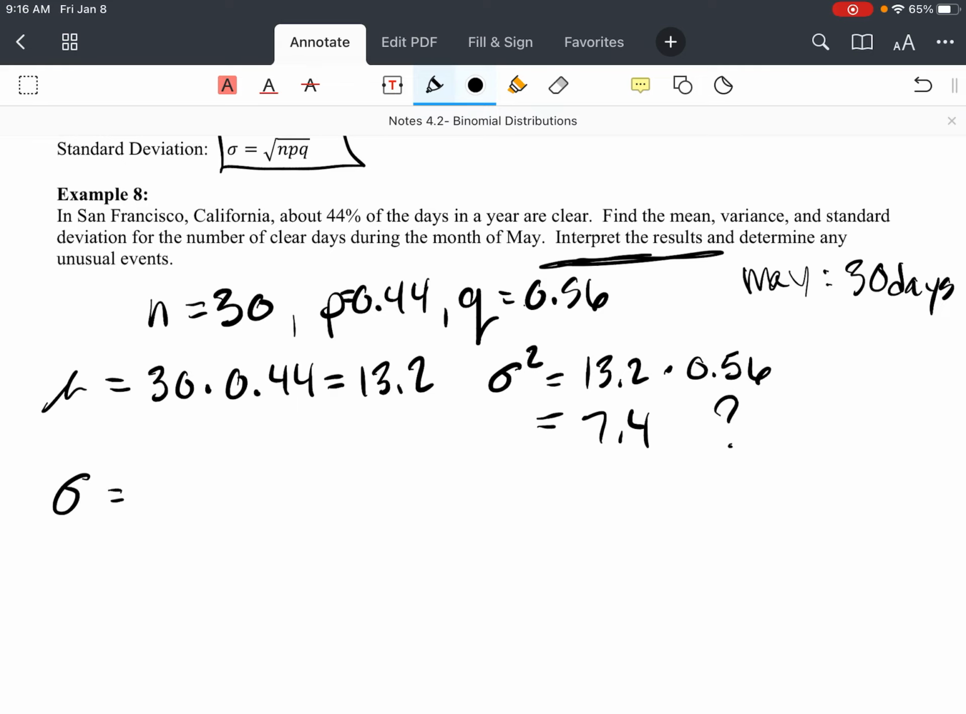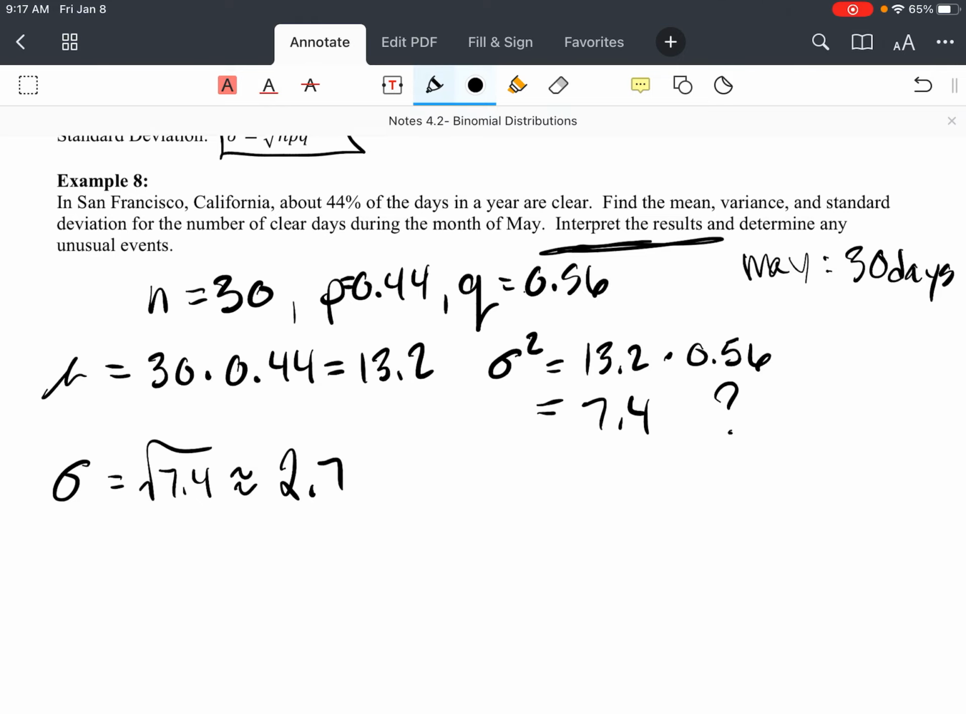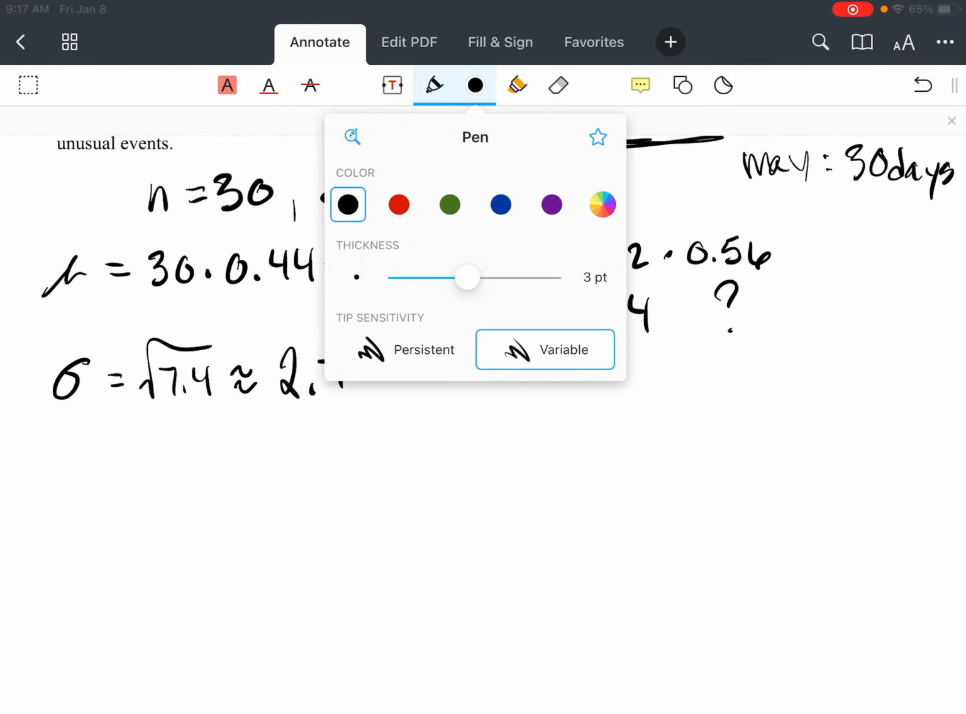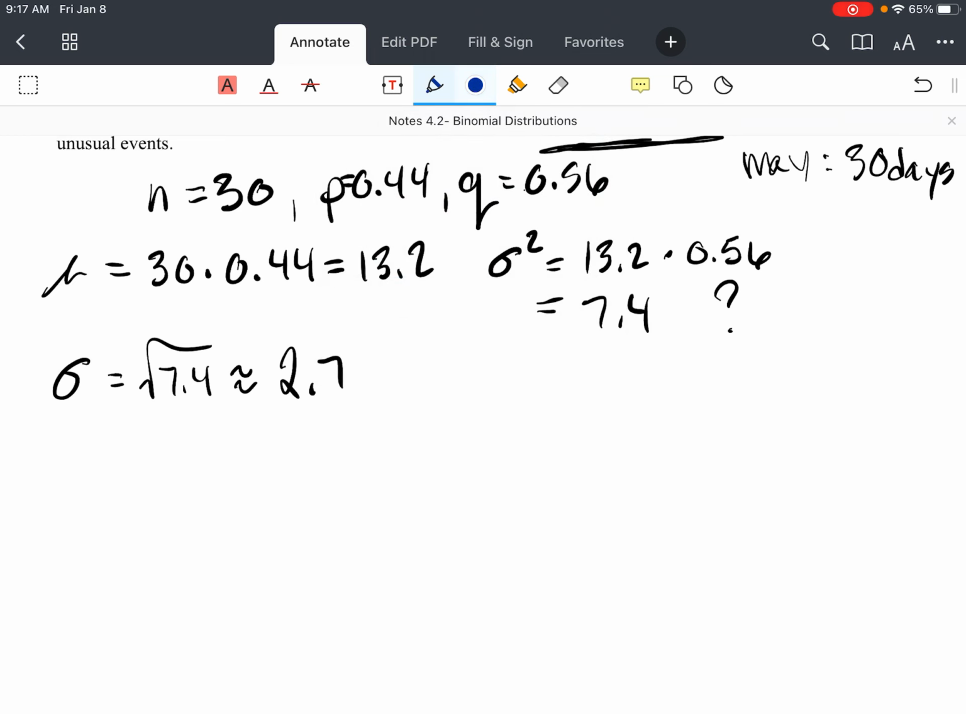And then finally, the standard deviation, which is the part that we really want. The variance is a step to getting to the standard deviation, but the standard deviation is what we want. When we take the square root of 7.4, you get approximately, and again, remember that we're having to round these to the first decimal place, so this would be approximately 2.7. So you've got a standard deviation of 2.7 days.